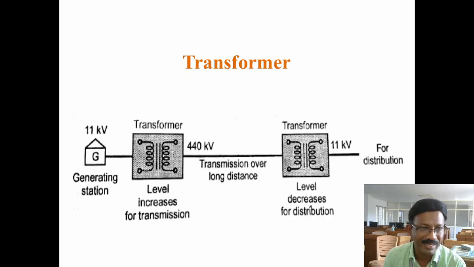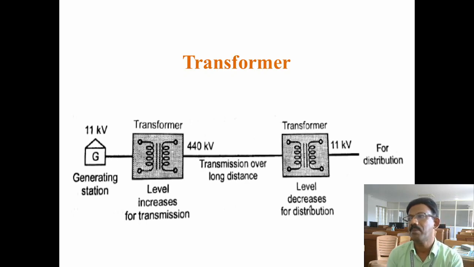Then on the receiving side, in the city side, in the human living places side, another substation is there. That substation is called the distribution substation. In the distribution substation, another power transformer is constructed. That power transformer reduces this voltage, that is 440 kV, to 11 kV. This 11 kV voltage is again circulated through all the distribution transformers which are constructed on the roadside.